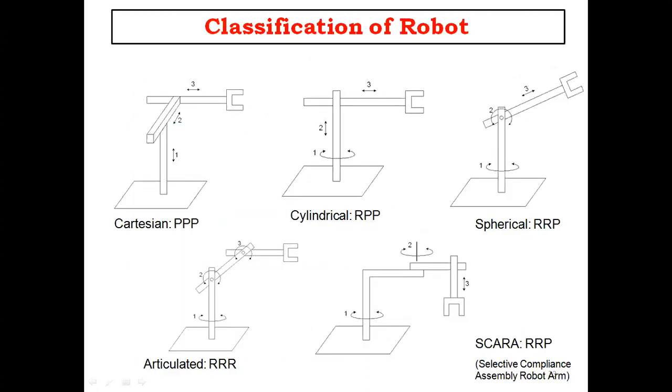Good. The next one, classifications of robots. We have Cartesian coordinate, cylindrical coordinate, spherical coordinate, articulated coordinate, and SCARA. SCARA stands for selective compliance assembly robot arm.